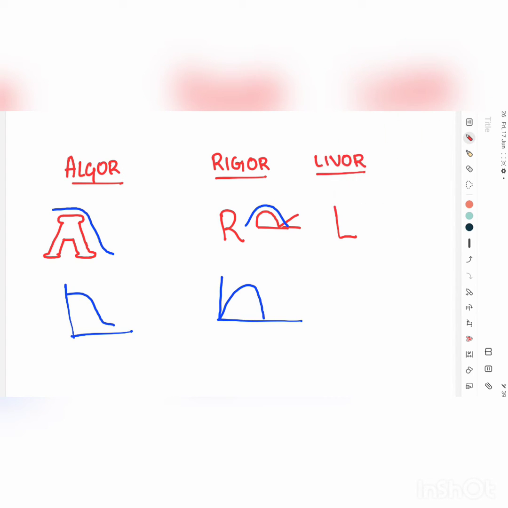We'll do the same thing with Livor and change it into horizontal position. And this is the graph for Livor mortis. So the graph for Livor mortis looks like this.